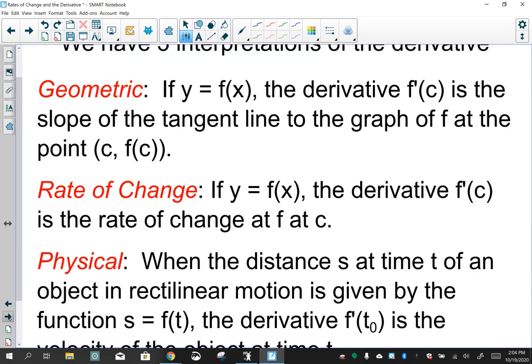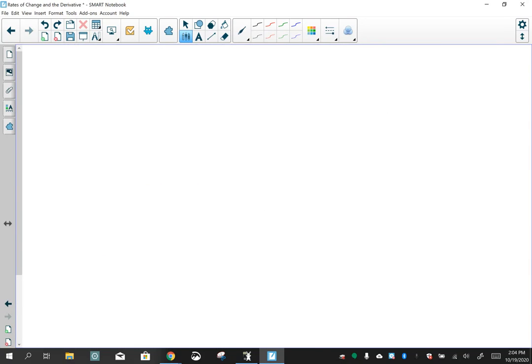So to wrap things up, I'm going to give you one more practice problem. What I want you to do is find f prime of 2. So here's your f of x. That gives you 2x squared minus 3x minus 2. So I want you to go through here, and I want you to find the derivative at 2.